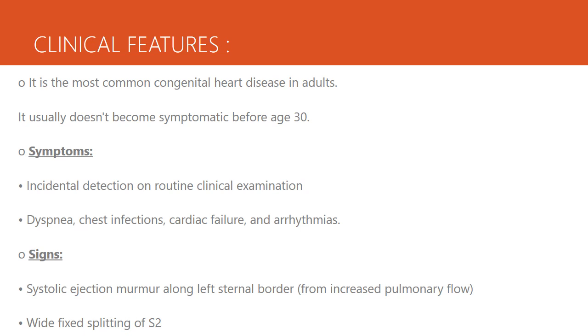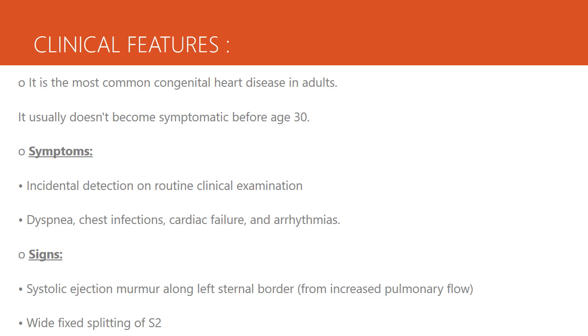The symptoms which may occur include dyspnea, chest infections, cardiac failure, and arrhythmias. The patient with atrial septal defect may show a systolic ejection murmur along the left sternal border due to increased pulmonary flow, and there is wide fixed splitting of S2.